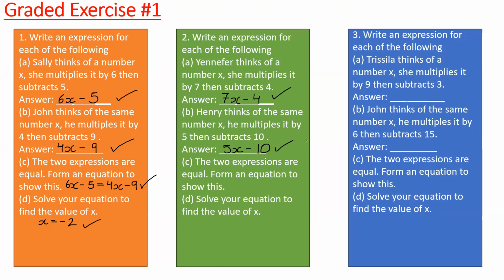The two expressions are equal. Bree, how do we get this? For C, the two expressions are equal. Form an equation to show this. You put 7x subtracts 4 equals 5x subtracts 10. Anyone else get that? Yes, sir. Very good. So you have to set them equal to each other.